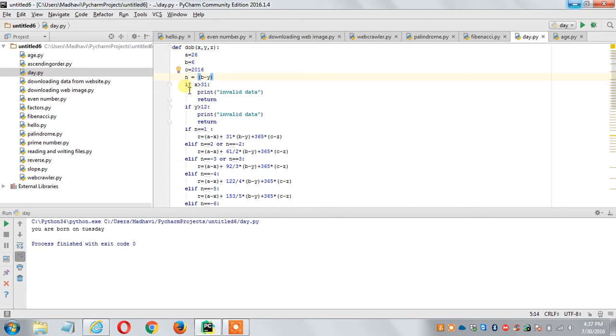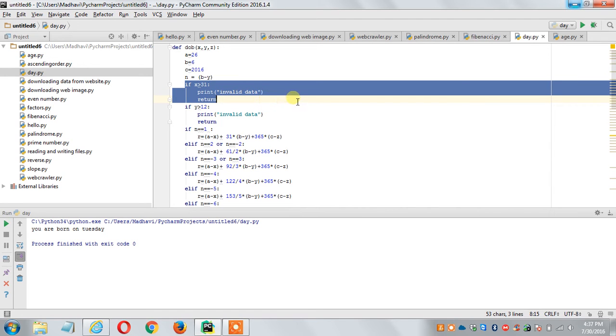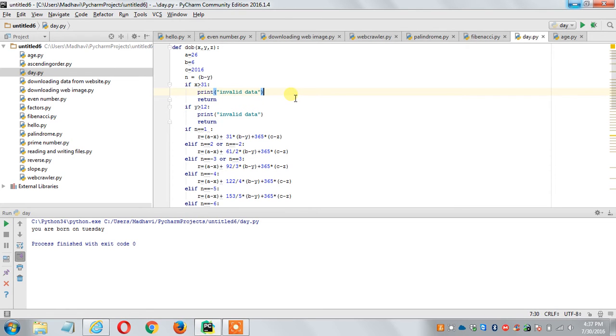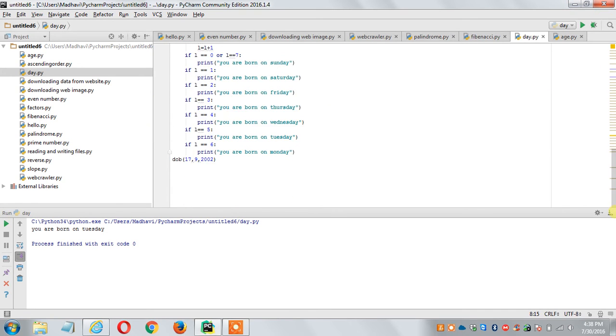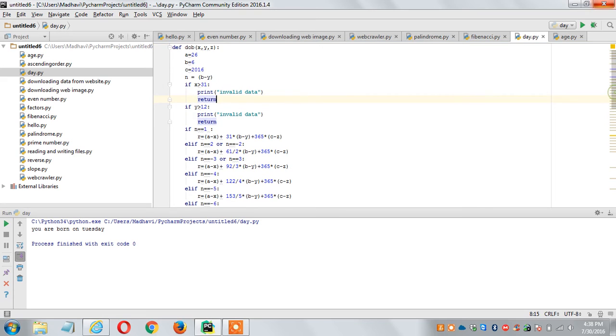And next, sometimes by mistake, if any user enters something that's not valid, for example, or he just wants to trick the computer or whatever, you know that the number of days in a month can't be more than 31. So I said if x is greater than 31, just print invalid data and just return, as you know, return. And let me tell you what this would do, it just breaks away. It doesn't print all the other stuff like you're born on this day or whatever.